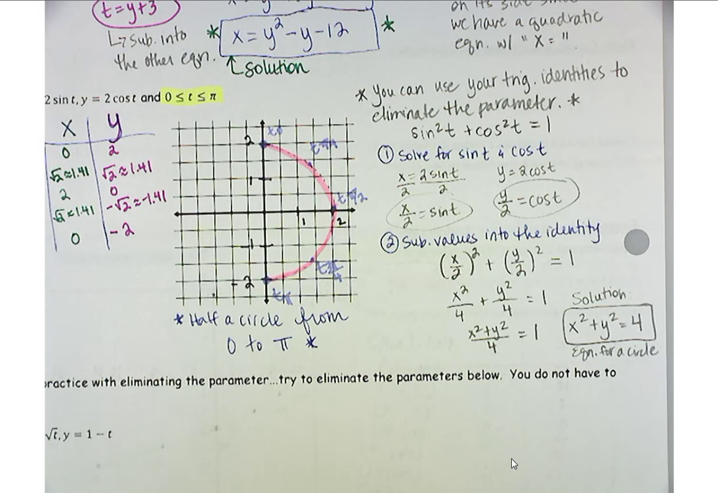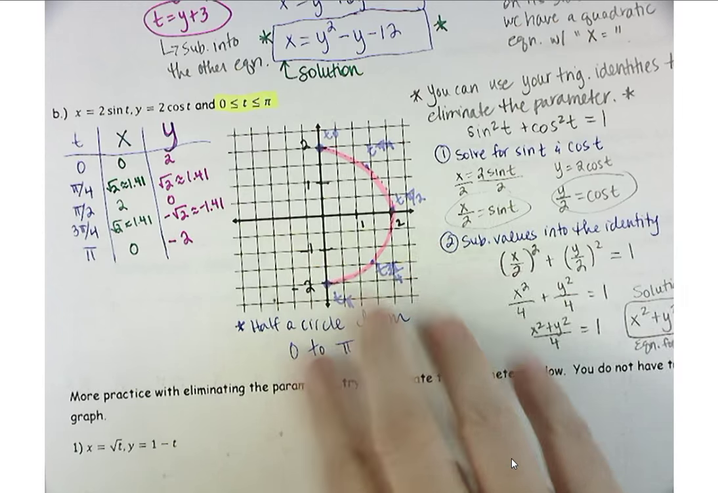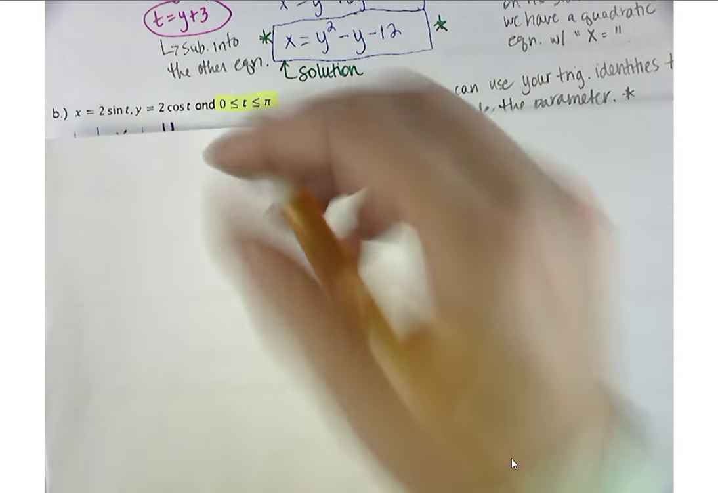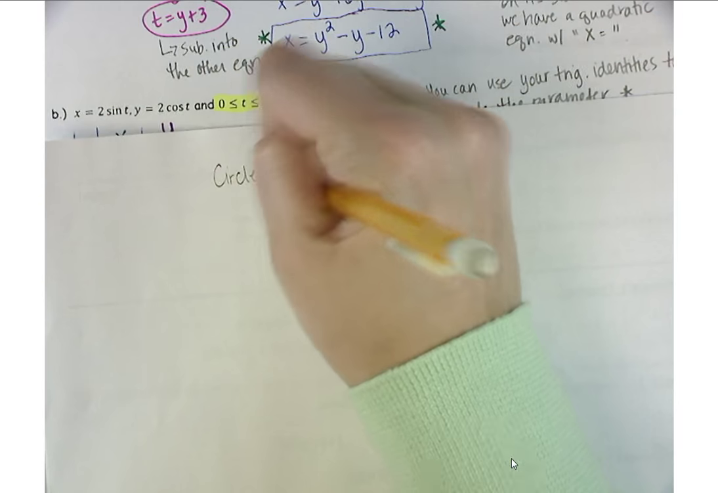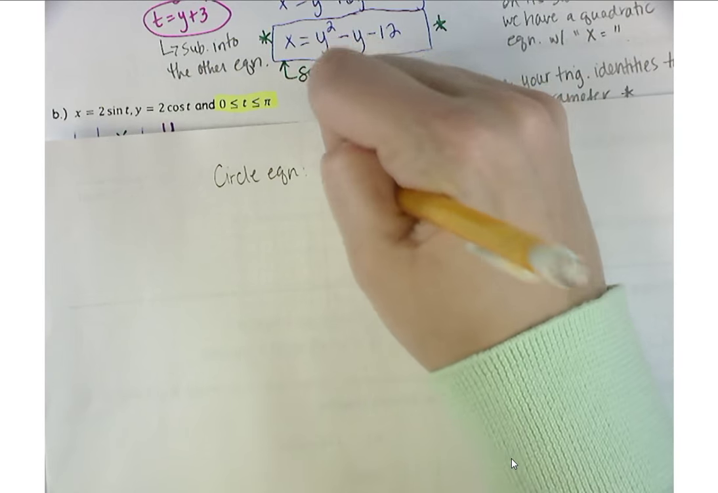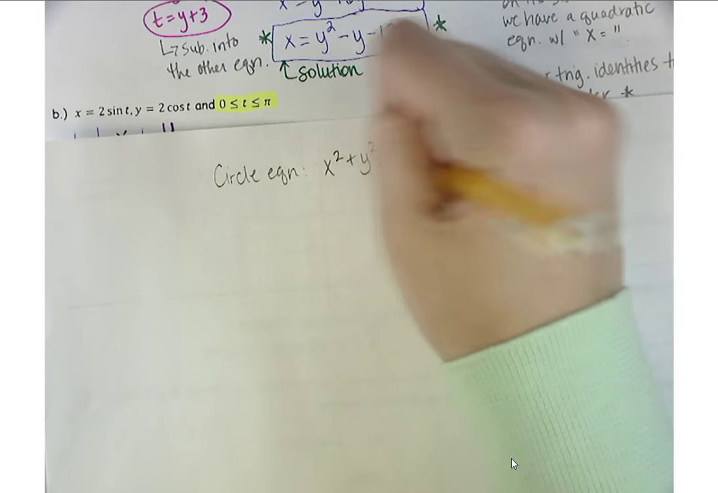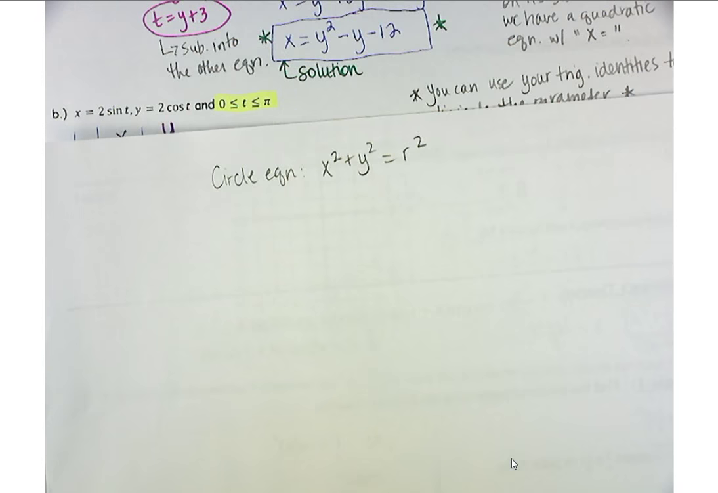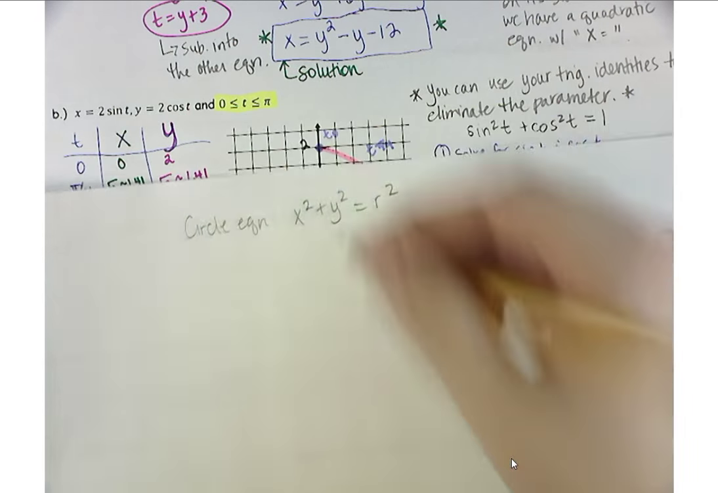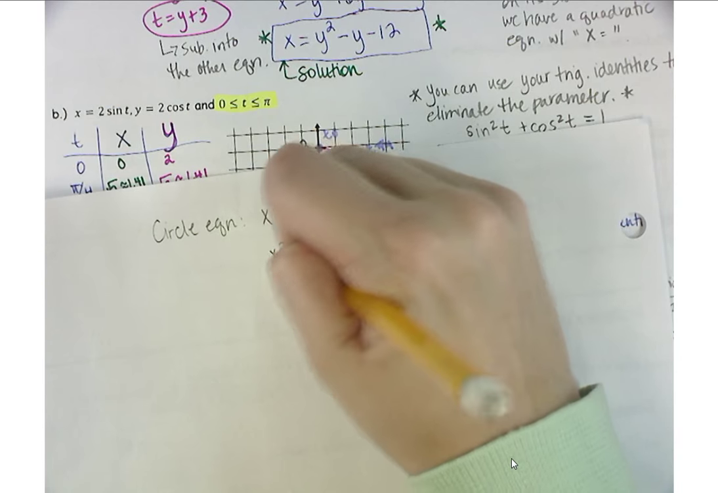There is another way that you could do this that I'm also going to show you. Instead of using the identity, you could use the fact that you knew this was going to be a circle. Now this is only going to work if you graphed it to know. But you could use your circle equation, which is x squared plus y squared equals r squared. And then you could plug in your x squared and your y squared.